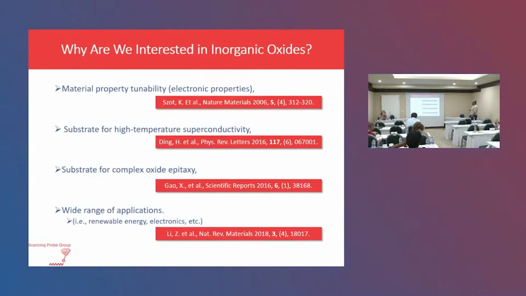So the very first question is why we are interested in inorganic oxides. First of all, their material properties are tunable. Particularly, we can tune their electronic properties without sacrificing their other properties, such as their chemical properties. And they are ideal substrates for high temperature superconducting films, for instance, iron selenide films. They can be used as substrates for complex oxide epitaxy because of the ideal lattice match with other materials. And they have a wide range of applications for renewable energy and electronics.